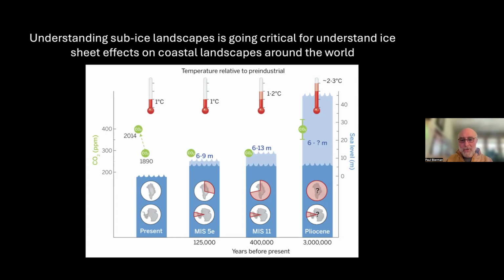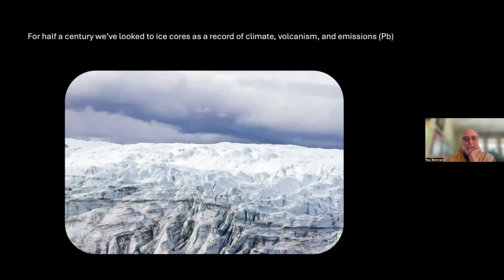So again, I would argue that understanding how Greenland has behaved in the past, understanding these paleo landscapes, is going to be really critical for understanding when the ice was gone and how much of it was gone into the future. And so for half a century, we've looked to ice cores as a record of climate, of volcanism, of emissions, things like lead, going back millennia.